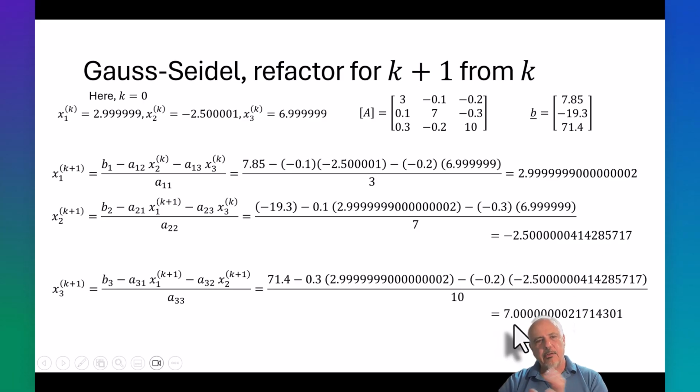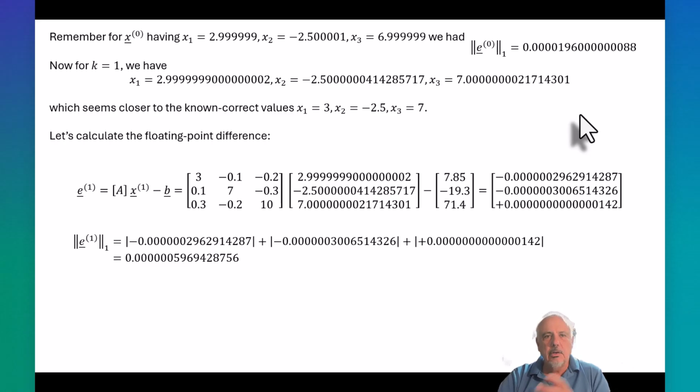And now the next X3 actually shot above 7. But if you think about it, we're much closer to the answer of 7 than we were earlier, because we were a millionth off. Now we're much closer than a millionth away from the correct answer of 7. So very interesting how the steps have changed. Let's see what the error looks like now.